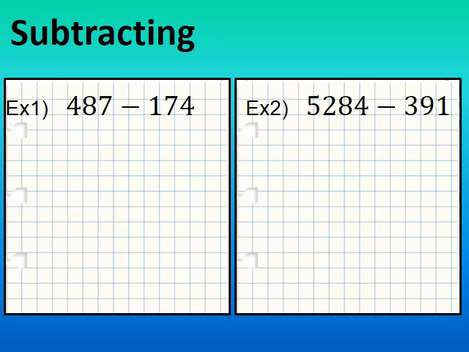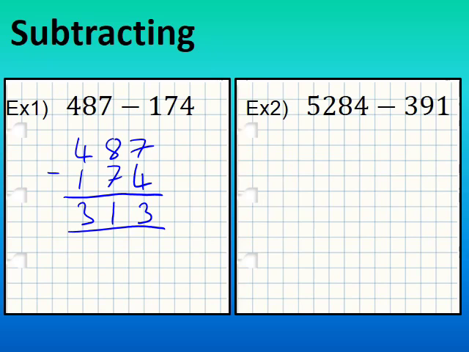Now let's have a look at subtracting. Same principle when we're writing our values down. 487 take away 174, making sure they're in the right column, and then we can calculate. 7 take away 4 is 3. 8 take away 7 is 1. 4 take away 1 is 3. Very straightforward this time round. 313.